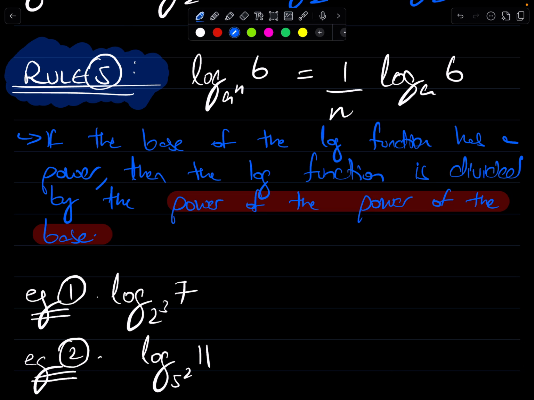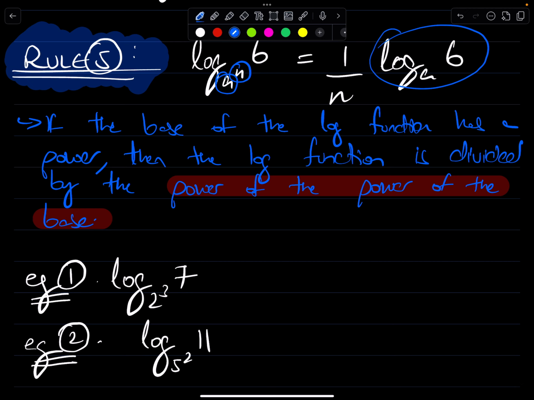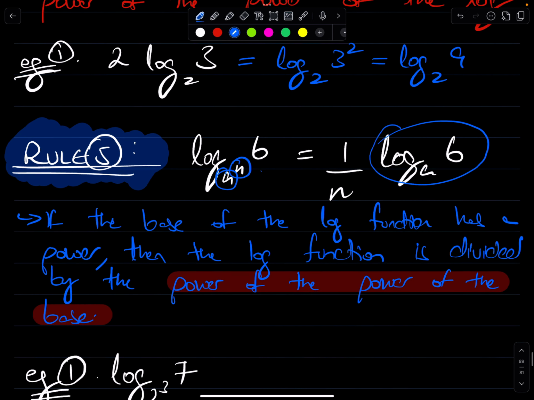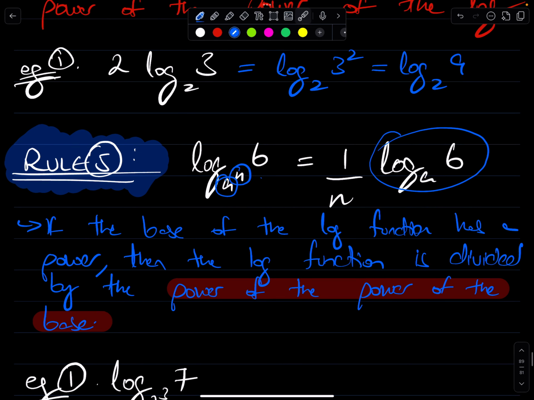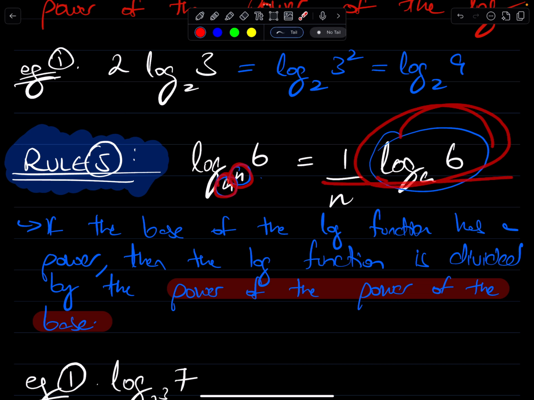And then we have rule number 5, which is similar to the two rules which preceded it, rule number 3 and 4. So in this case, if the base has a power, then the log function is divided by the power. Read that again. If the base has a power, the log function is divided by the power.